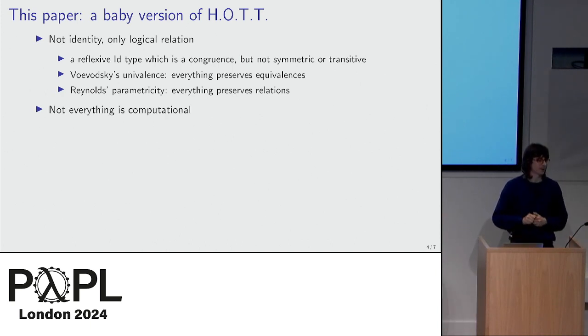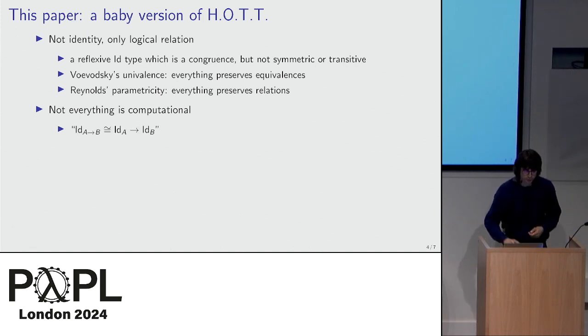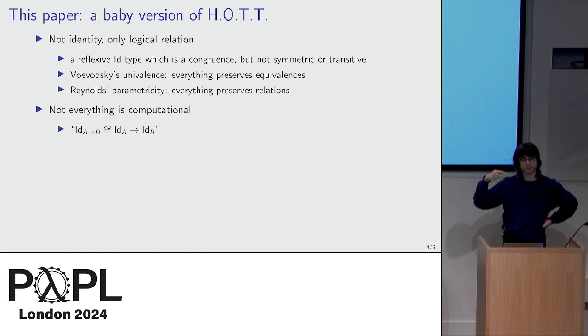Then the next babiness is that, in contrast to what I promised at the previous slides, not everything is computational. So, for example, the rule for identity type, that the identity type of A to B is like identities of A are mapped into identities of B.